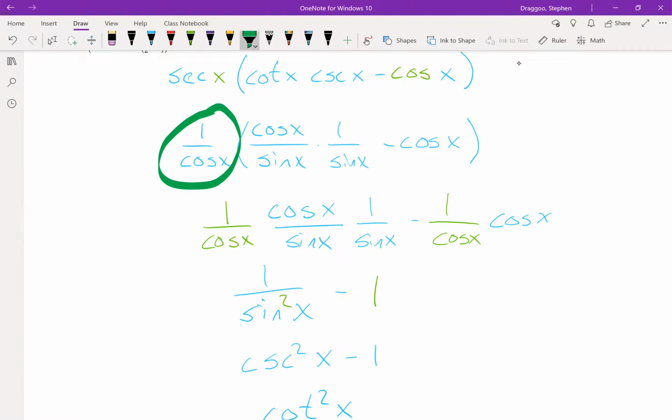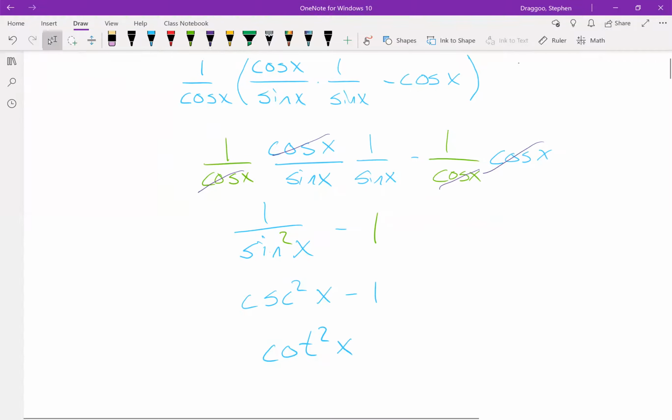And from there, I can get a fair amount of simplification done. I can reduce the cosines across top and bottom. I can also reduce cosine across top and bottom in the rightmost term. And then I'm left with 1 over sine squared minus 1. After that, I can change 1 over sine squared to cosecant squared, and then cosecant squared minus 1 is an identity. It's just equal to cotangent squared. And we're done.